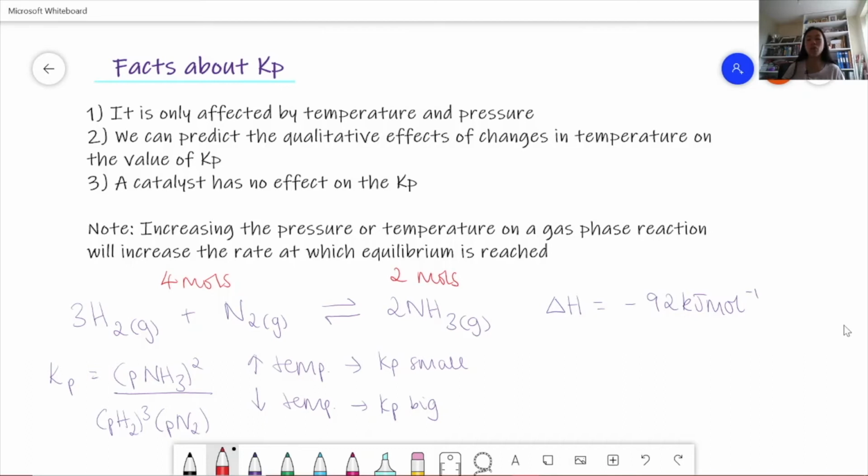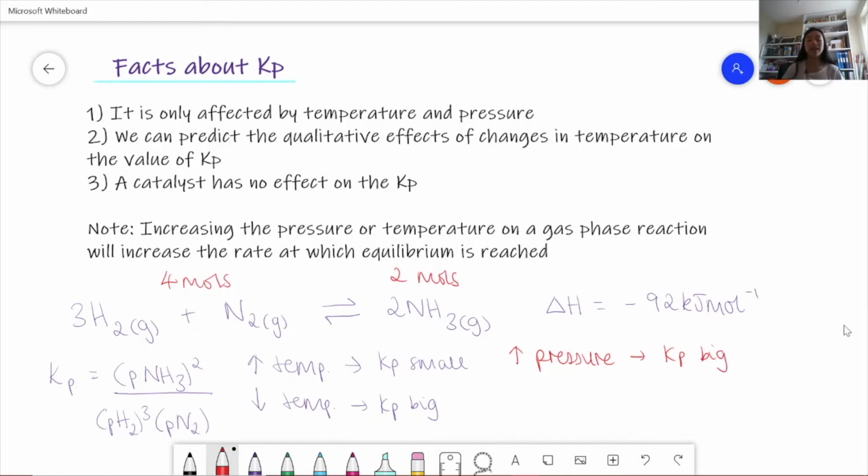And so we get more product, so there'll be a bigger value on top of the fraction for Kp, so Kp is big. So if we increase the pressure, then we have Kp as a big value.